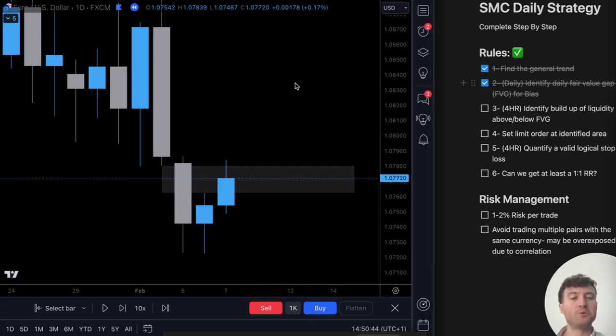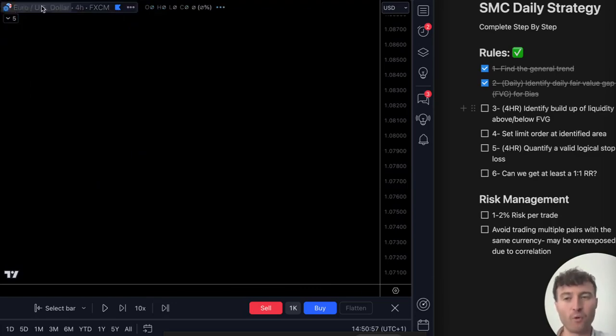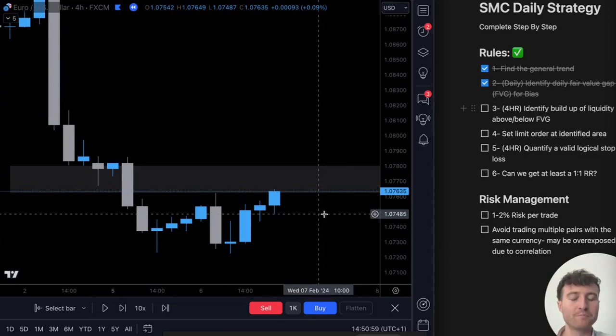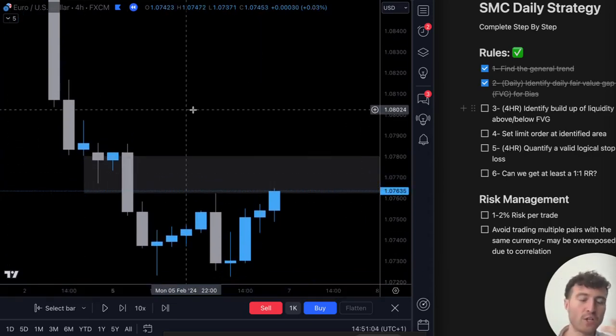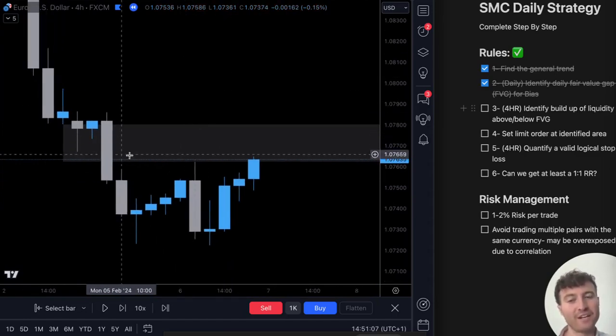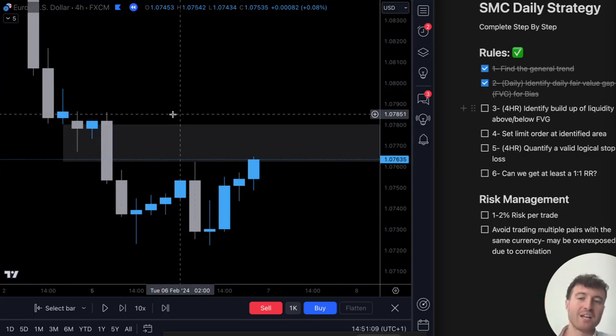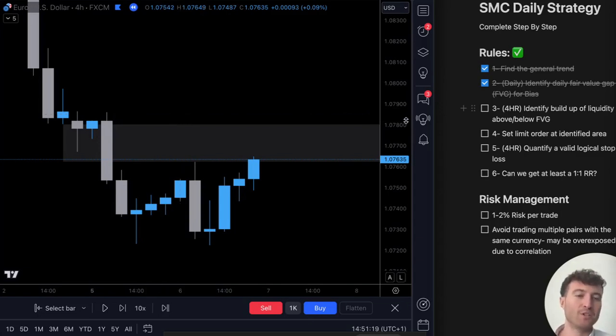Now we need to drop down to the 4-hour time frame where we can identify a buildup of liquidity above or below a fair value gap. That sounds quite complicated, but let me simplify that for you because it is actually very, very simple. This is the daily fair value gap. We've identified that our general trend is sells. We've identified a daily fair value gap to the downside. That is how we pinpoint an entry, and then how we really refine an entry is on the 4-hour time frame where we identify a buildup of liquidity.